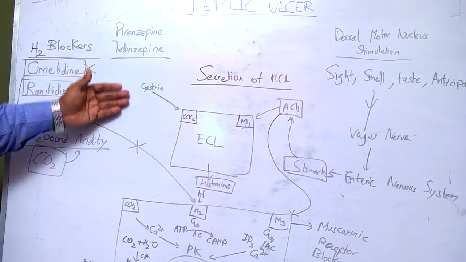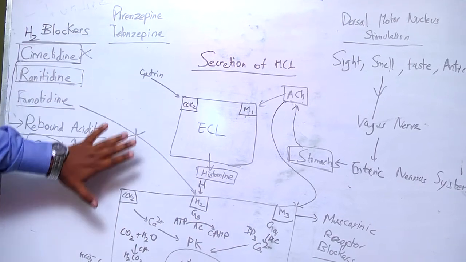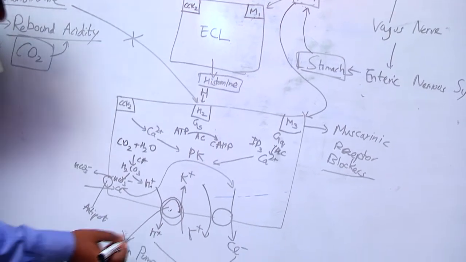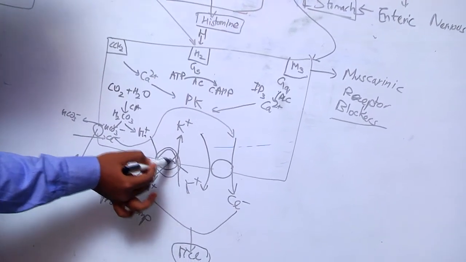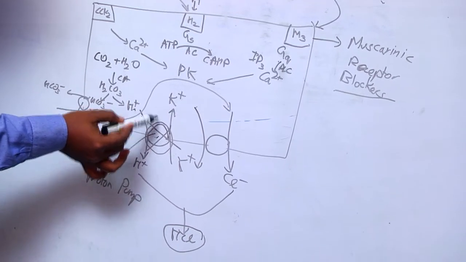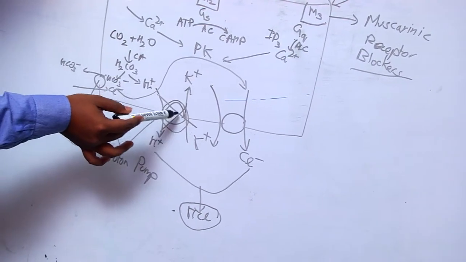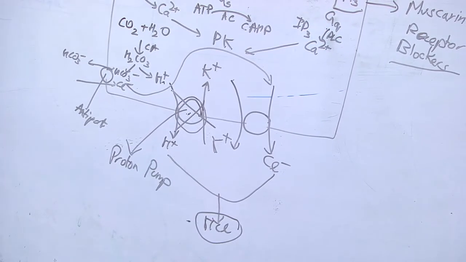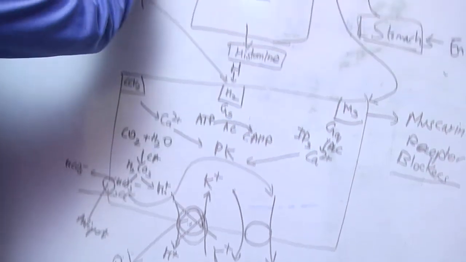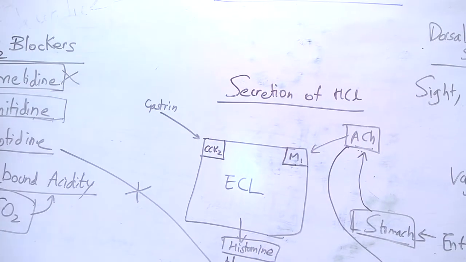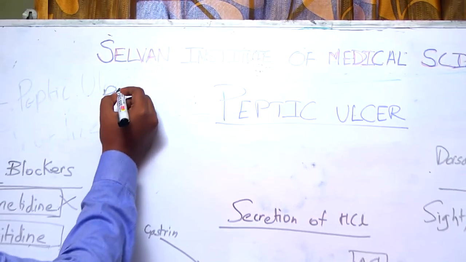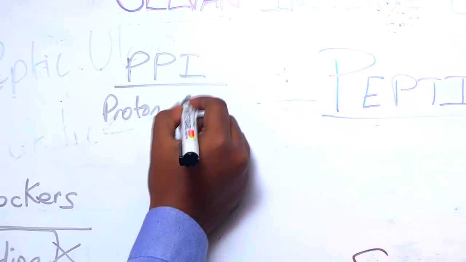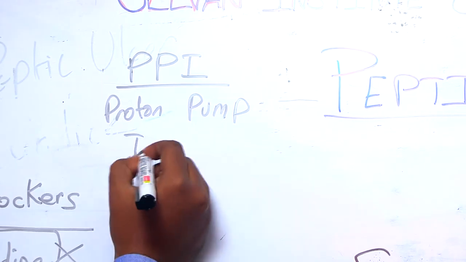So can you think of some place where you can block and the whole HCl secretion will be blocked? Okay, so let me think of one. So can we block the proton pump here, the ultimate channel which will lead to secretion of HCl? What if we block this channel here? What will happen? Yes, the HCl will not be secreted. So these are the newest group of drugs and which are very, very effective in the treatment of peptic ulcer, which are called PPIs, proton pump inhibitors.